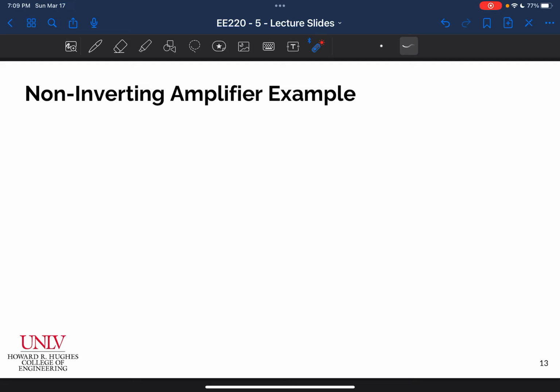All right, so let's go ahead and solve a non-inverting amplifier example. I'm going to draw it a little bit differently just so that you can get used to seeing a couple different ways this thing can be drawn, but it is the exact same circuit. I'm just going to draw it this way.